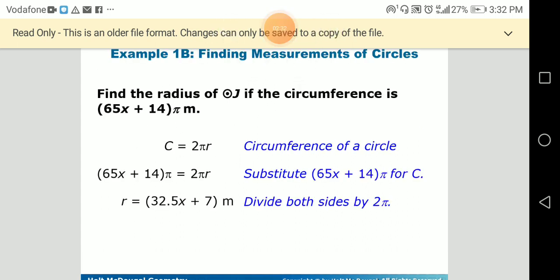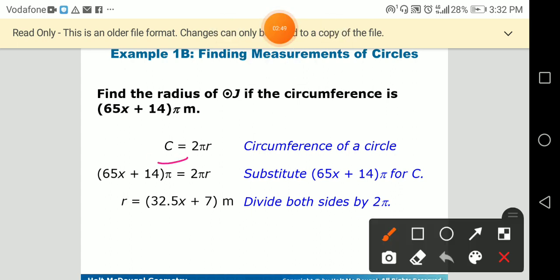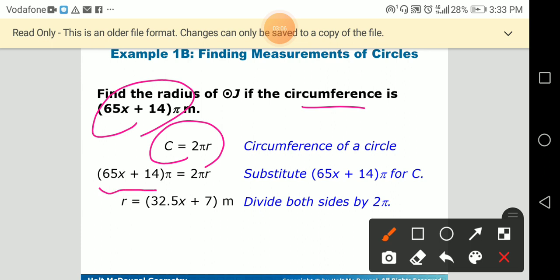In this question, find the radius of circle J if the circumference is given as an expression: 65x plus 14, all multiplied by pi. So what do you think guys? What should I do? I should write the circumference rule. It gives me 2 pi r. So I have to study the circumference rule and the area rule, and they are very easy. Instead of the circumference, I will substitute the expression given: 65x plus 14, all multiplied by pi, equals 2 pi r.